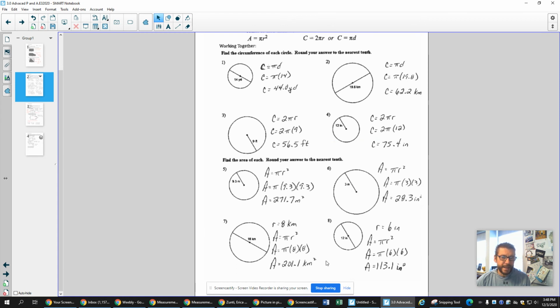Questions 7 and 8 are a little bit different though, because I'm given a diameter. The diameter is 16. The radius is half of 16, so my radius is 8. So pi times radius squared, pi times 8 times 8. Again, round it off to 1 decimal place. And then the last one, the diameter is 12, so the radius is 6, pi times 6 times 6. All right, so that's a real quick run through of some complicated shapes and working with circles.